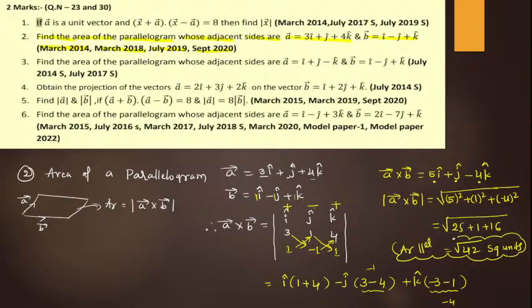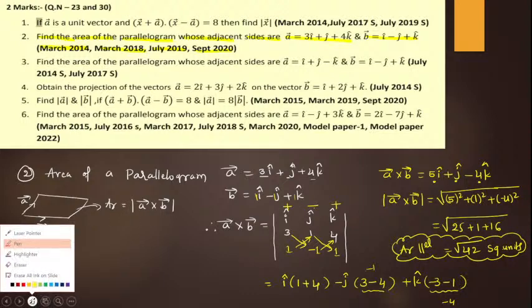So simply you can get 2 marks here. So most of the time he asks this question, area of parallelogram he will ask every time. Okay, so we'll go for the next one. Third question.